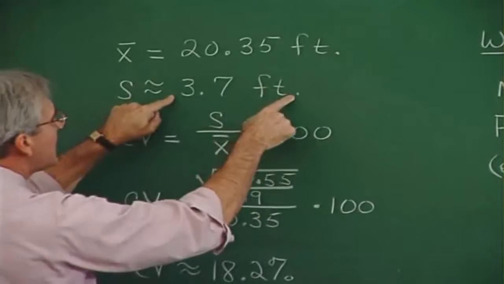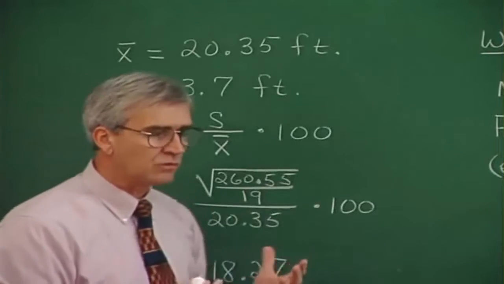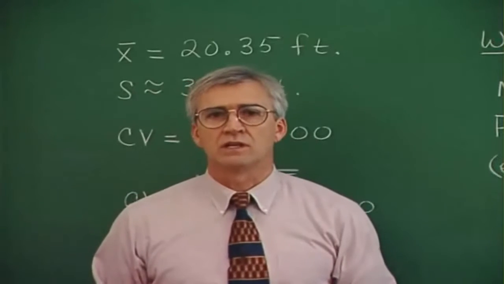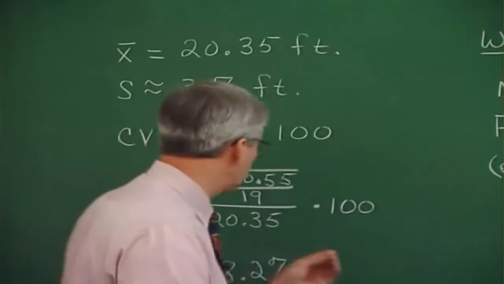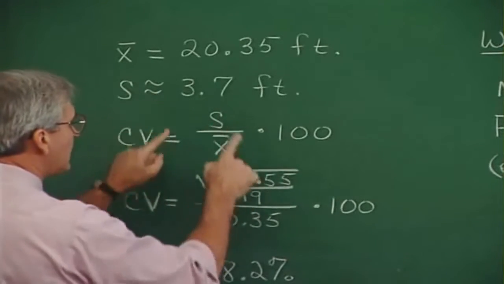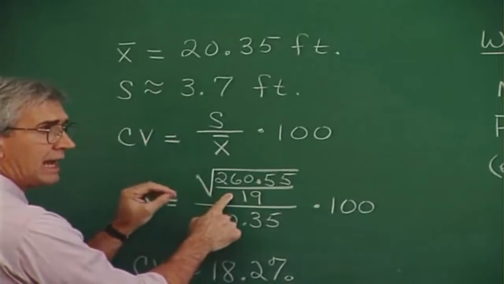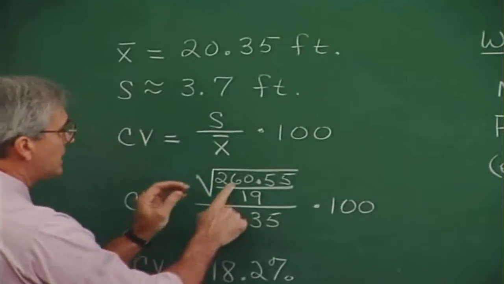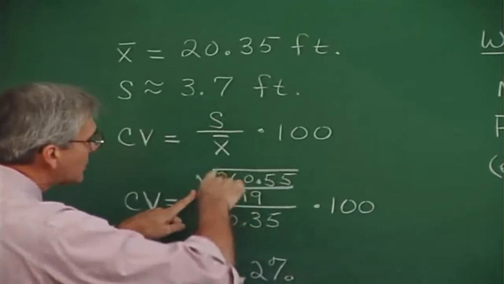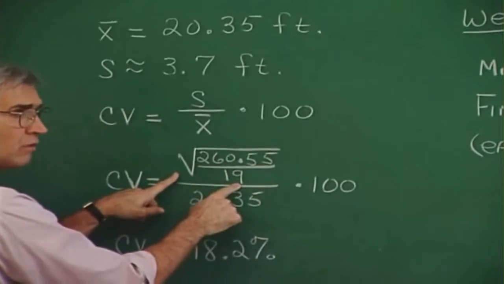When we use an approximation and perform operations using the approximation, a lot of times we will increase the error in the approximation. To minimize the error in calculating CV, we might go to a more exact value for the standard deviation. So I backed up a few steps on the previous problem and found a step where I had an exact value for the standard deviation. This rounds to 3.7, but I don't want a rounded value. I want to use an exact value as I make additional calculations here. So I use the square root of 260.55 over 19 for the standard deviation.